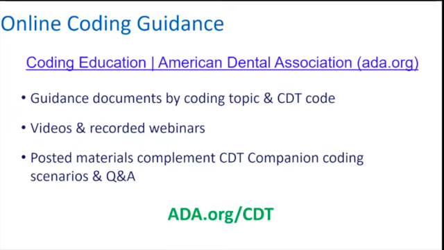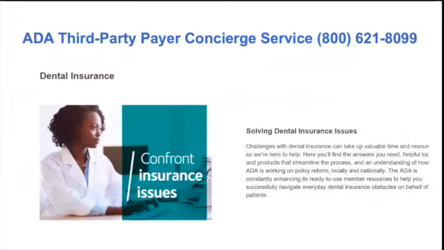To help you with coding guidance, the American Dental Association at ADA.org provides guidance documents by coding topic and CDT code. There are videos and recorded webinars that you can view and posted materials that complement the CDT companion with coding scenarios. Also, contact the ADA's third-party payer concierge service at 800-621-8099. The concierge service can help you with disputes and questions you have about third-party payment.